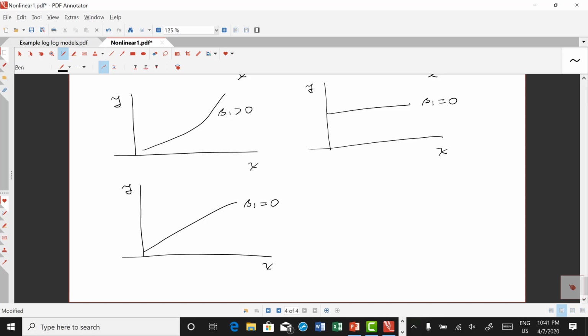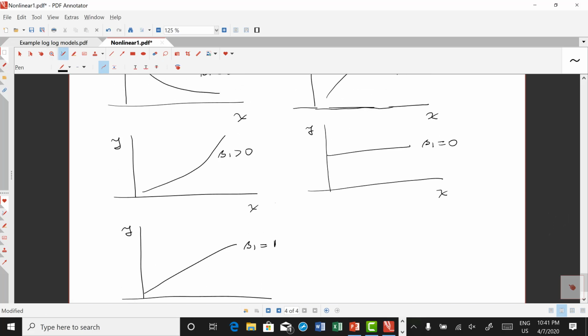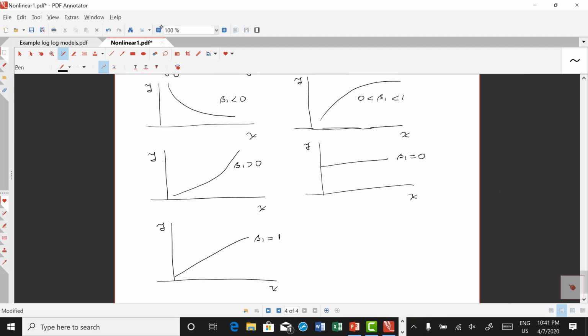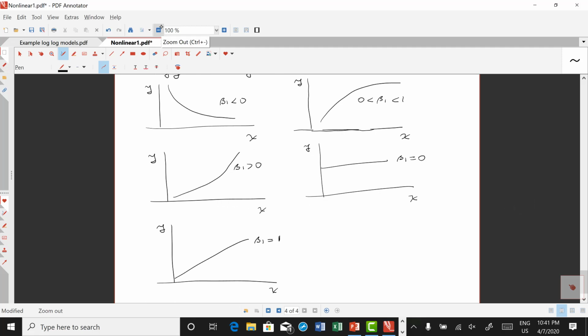When beta 1 is equal to 1, there is a linear relationship between y and x. Okay, so as you can see, this model is kind of flexible. So you can see all the shapes. You don't need to really memorize this type of shapes.